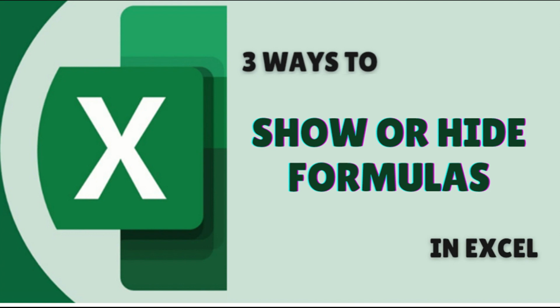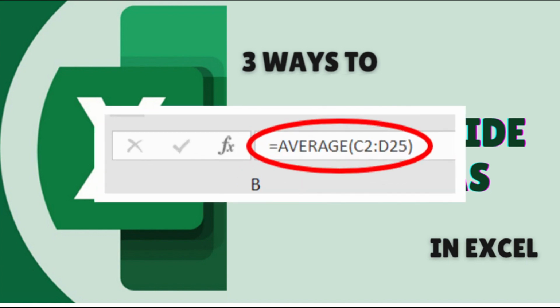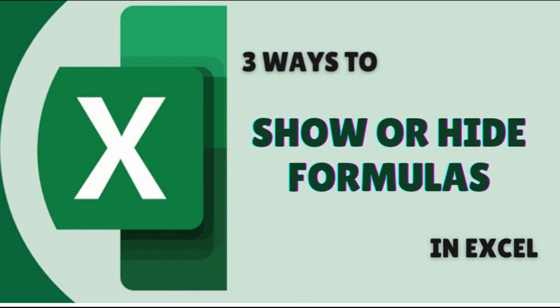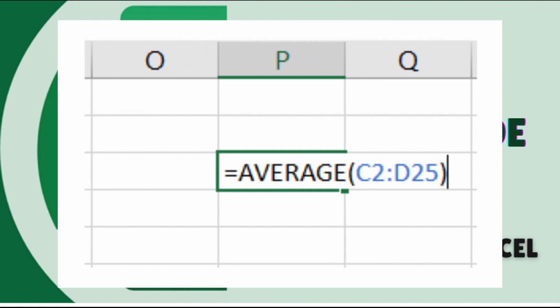If you want to review the formula of one cell, you can simply click the cell and the formula appears in the formula bar. You can also double-click the cell or press F2 and the formula appears in that cell.